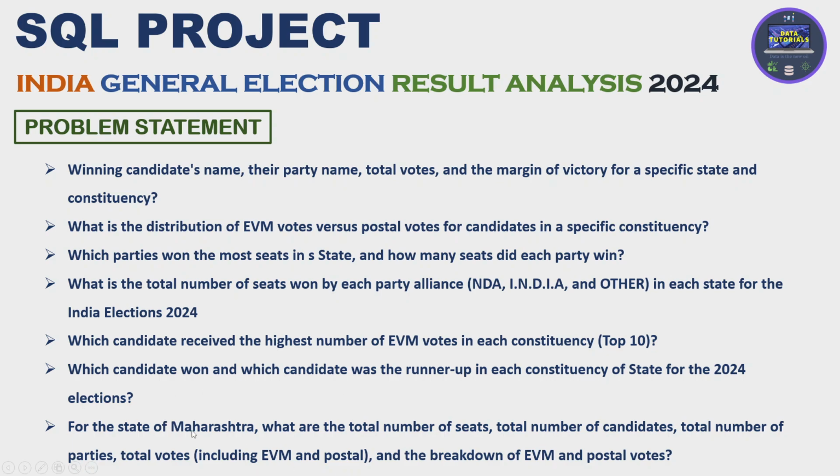Likewise, for the state of Maharashtra, I have chosen it just as an example. It may be Uttar Pradesh, or you can find it for Gujarat. People from their respective states can find it for their own. I am from Maharashtra, so for my ease I have mentioned it here, because it will be easy for me to identify the constituencies, seats, and who won in that particular state. So for the state of Maharashtra, what is the total number of seats? What is the total number of candidates? What is the total number of parties involved?